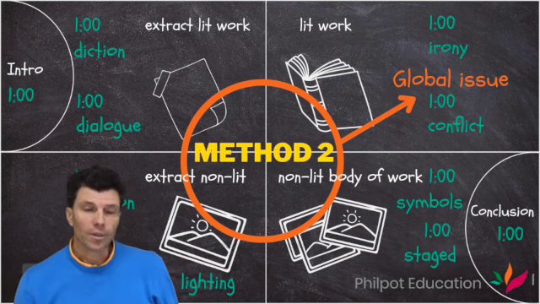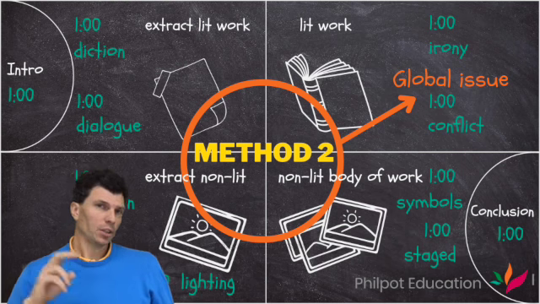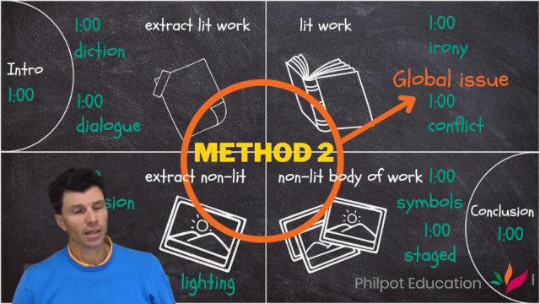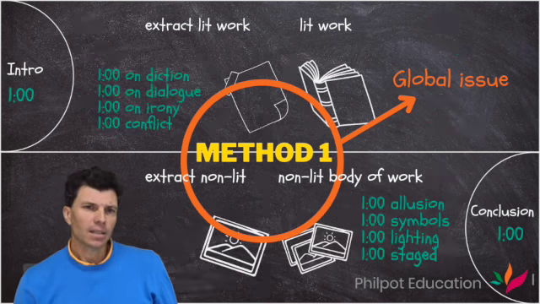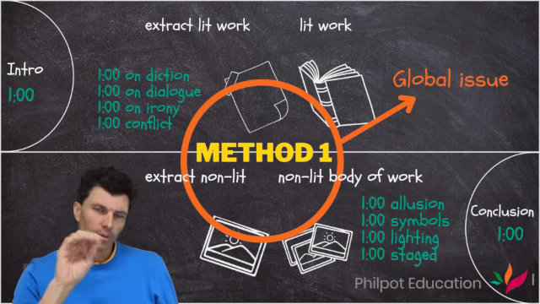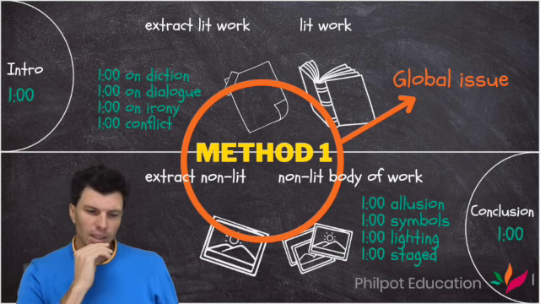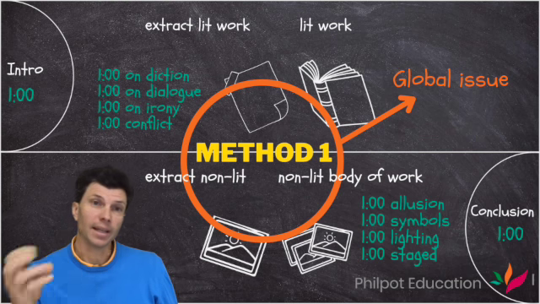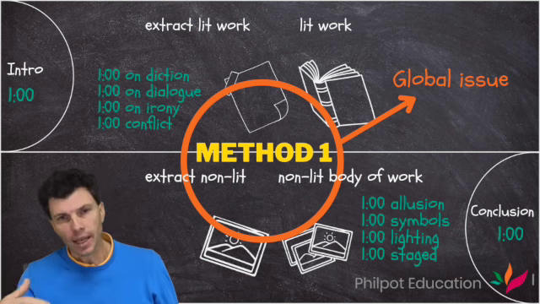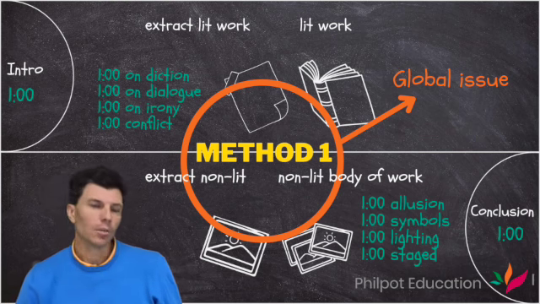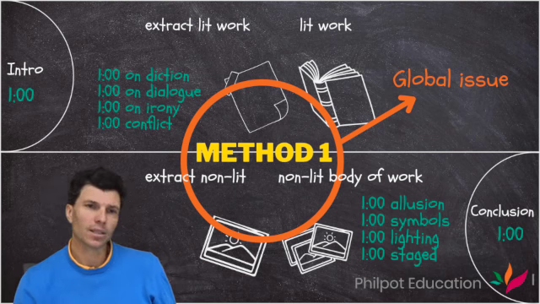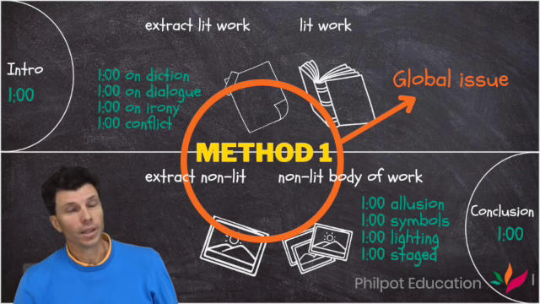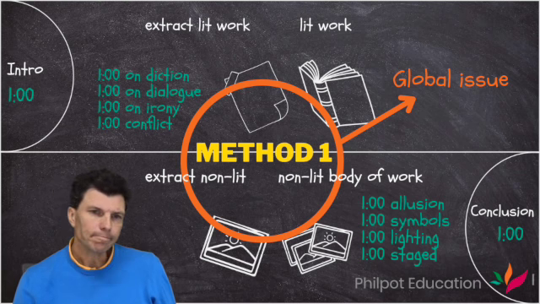There are, of course, other ways of organizing your oral. One of my favorite ways is what I call feature by feature, or on my support site, I call this method 1. And it's where you essentially go from feature to feature to say how each authorial choice in the extract is indicative of, say, how the author treats the global issue elsewhere, outside the passage, outside the extract, in the rest of the non-literary or literary body of work.